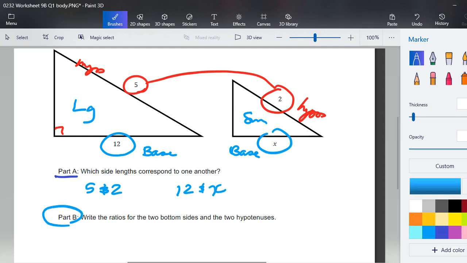Write the ratios for the two bottom sides and the two hypotenuses. And so the ratio can also be very cool and very confusing. A ratio can be like 12 to x, and the hypotenuses can be 5 to 2. But you're not bound by that. You could also write the bases or the bottoms as x over 12, and you could write the hypotenuse as 2 to 5. Either way is going to be great. You're just going to have to find a pattern and be consistent.